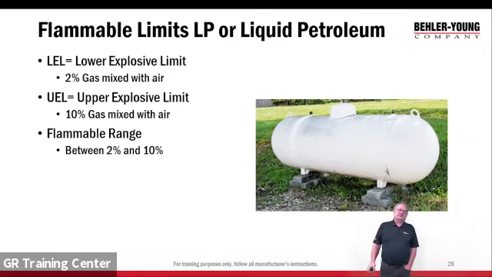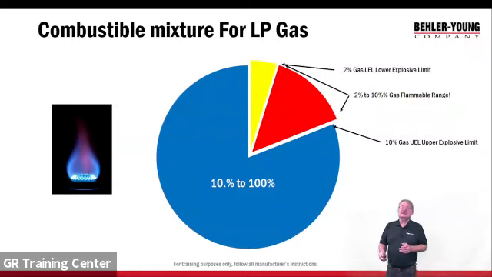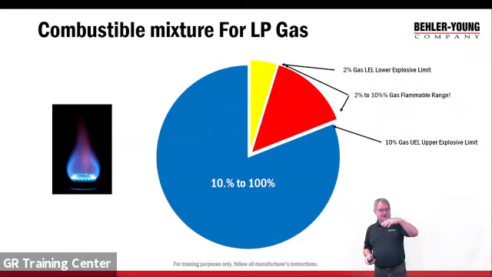The lower explosive limit of LP or propane is 2%. The upper limit is 10%. So between 2% and 10% in the space, like this red area, is where it's going to ignite. Below that or above that, it won't ignite. So if we're at 20% propane in the space, it won't ignite. But again, as we ventilate, we're going to drop that percentage. So hopefully this is all making sense.